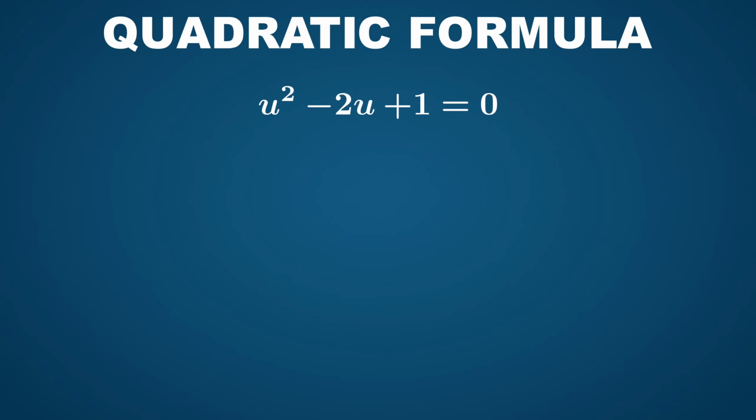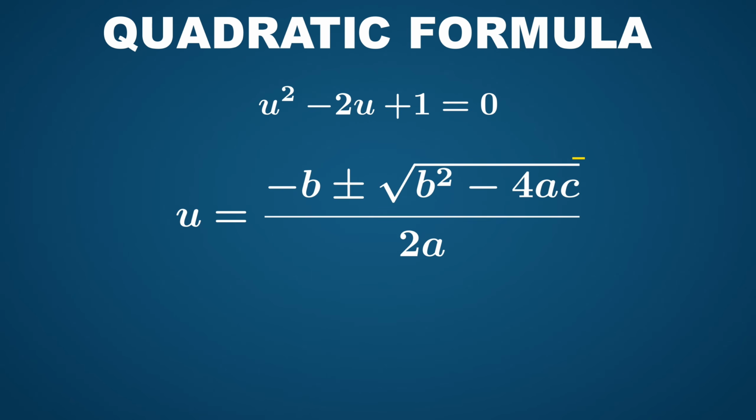We use the quadratic formula to find the valid values for u. The quadratic formula states that for an equation in the form au squared plus bu plus c equals 0, the solutions are u equals negative b plus or minus the square root of the grouped quantity b squared minus 4ac, all divided by 2a. From our standard form equation, the leading coefficient a is equal to 1. The middle coefficient b is equal to negative 2. The constant term c is equal to positive 1.